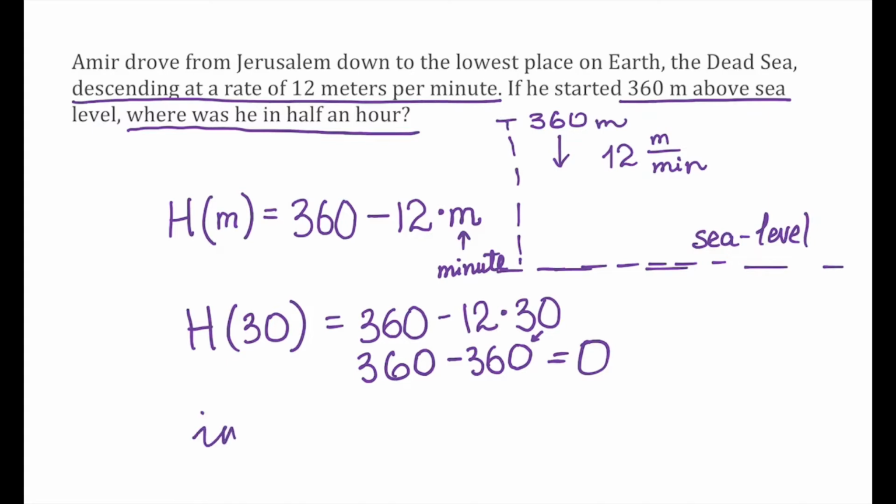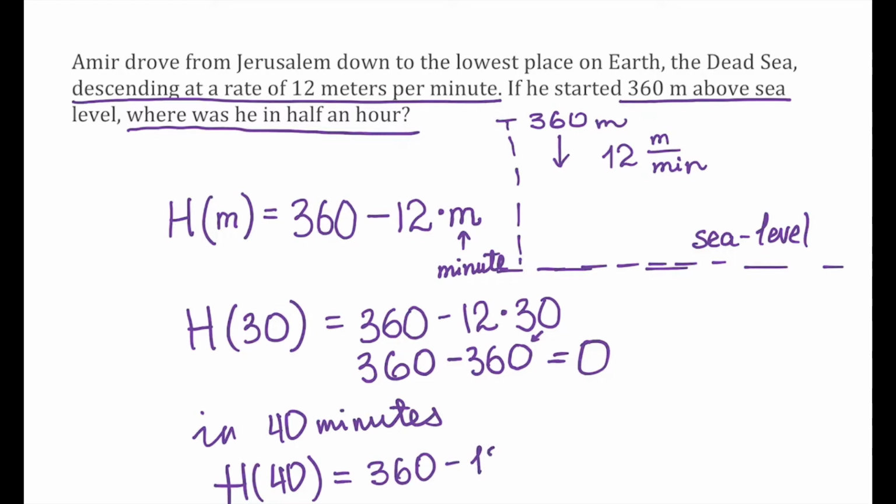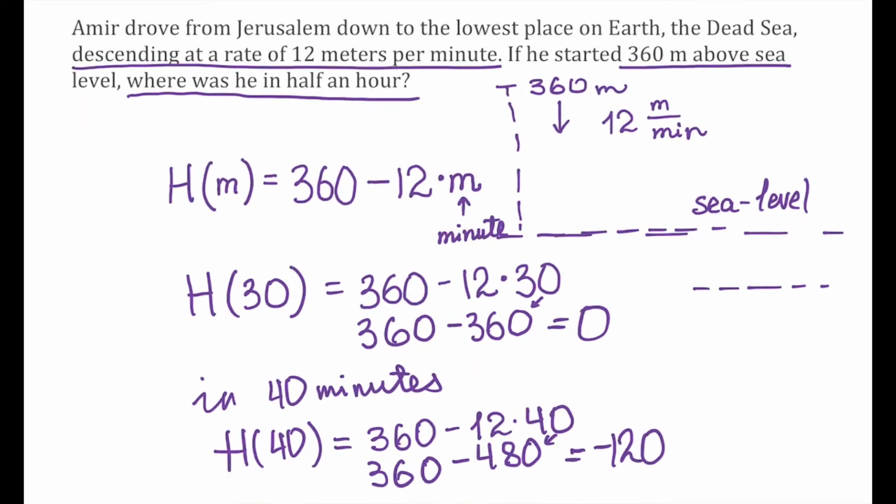What if they wanted to know where the person is in 40 minutes? Well, it would be the same thing, only we would use h of 40. So that's going to be 360 minus 12 times 40. 12 times 4 is 48, and then the extra 0 goes here. So that's going to be 360 minus 480. That's negative 120. So the person would be somewhere down there in 40 minutes. So there you go. First, we create the equation, and then we can use that equation to solve our problem.